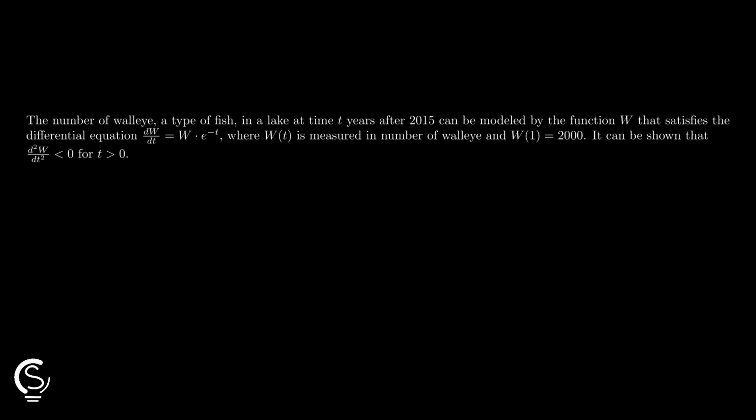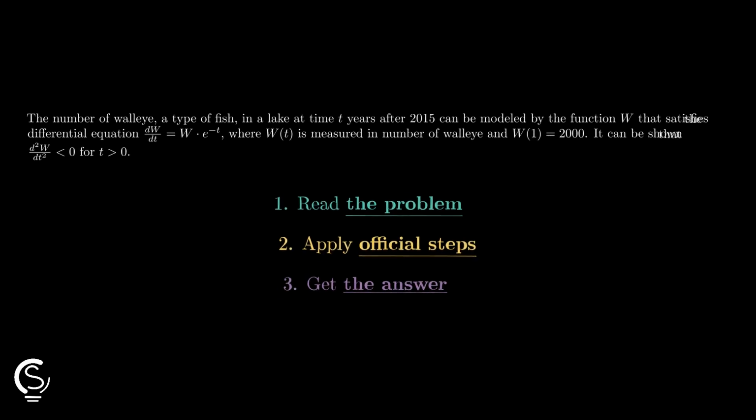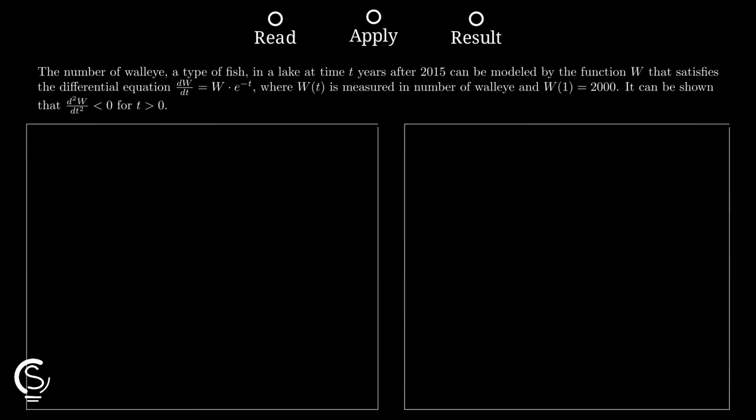Walleye populations change fast. Let's master this differential equation by finding the tangent slope and solving for the specific function. First, we find the slope at time 1 by plugging our values into the derivative formula. Since the rate equals w times e to the negative t, we get 736.